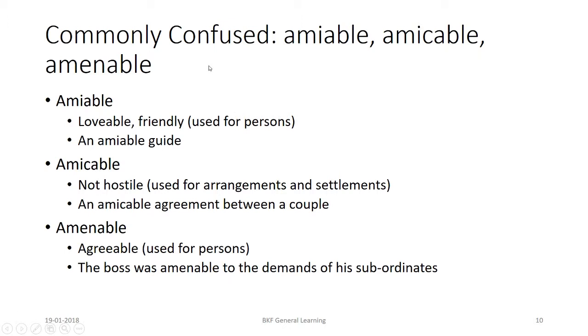Okay, moving on. Commonly confused words: amiable, amicable, and amenable. Amiable means lovable, friendly, and this word is used for persons. For example, an amiable guide or an amiable teacher. Next word is amicable. It means not hostile. It is used for arrangements and settlements. So consider a couple which has been divorced. They are not hostile. They get their arrangements done. For example, an amicable agreement between a couple. So this couple can be divorced.